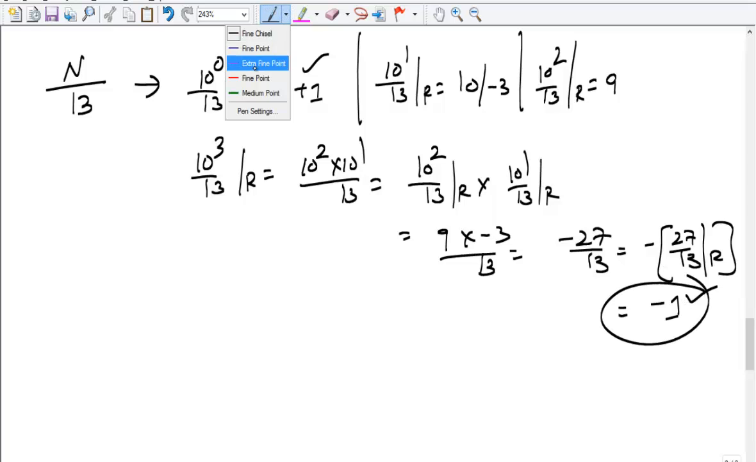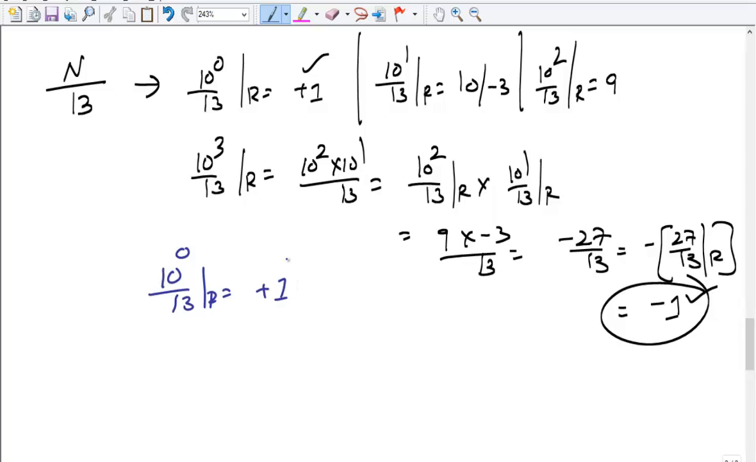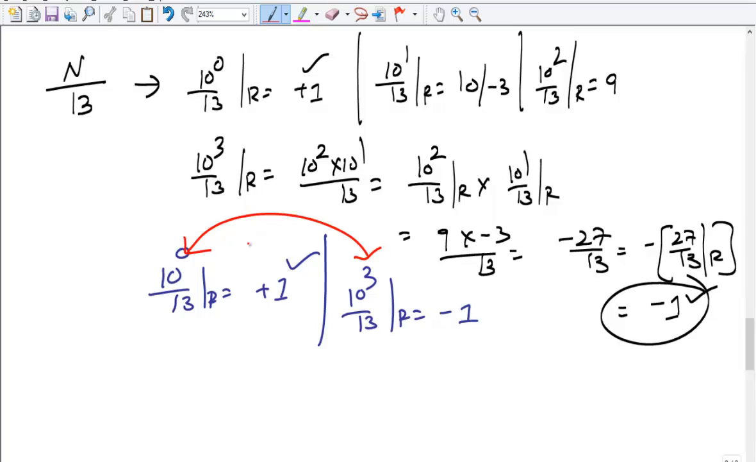Now when we have got minus 1, try to remember that for 10 power 0 by 13, we have got the remainder as plus 1, and for 10 cube by 13, we have got the remainder as minus 1. Now check the difference between the powers. It's 0 and it's 3. Now the club size is 3.